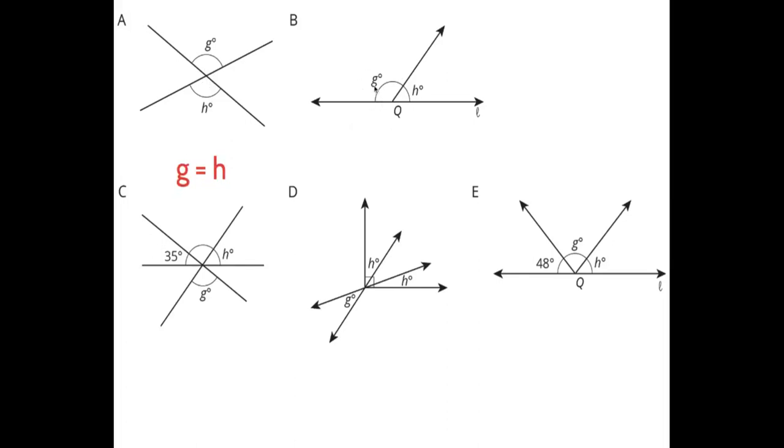Looking at this one, these two angles make a straight line, or 180 degrees when combined. Therefore, I know they are supplementary, so I can write the equation G plus H equals 180.